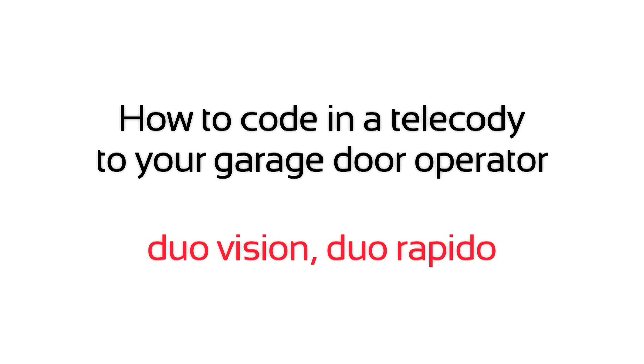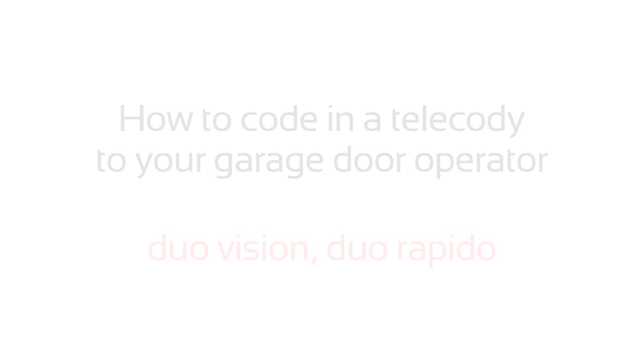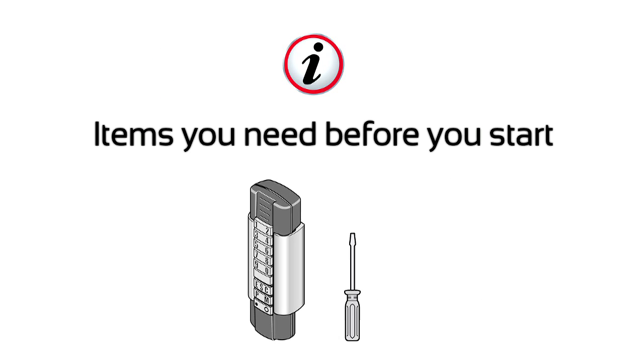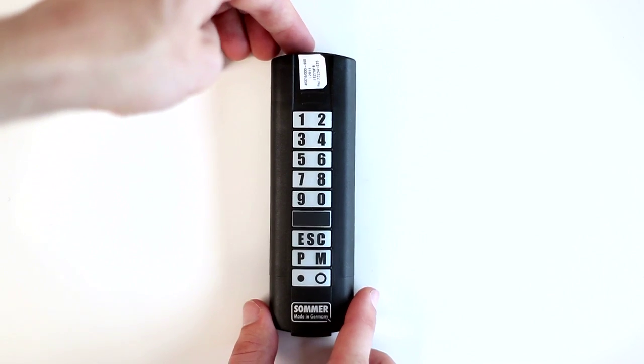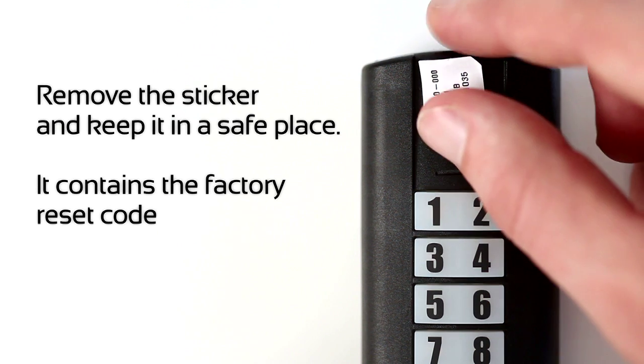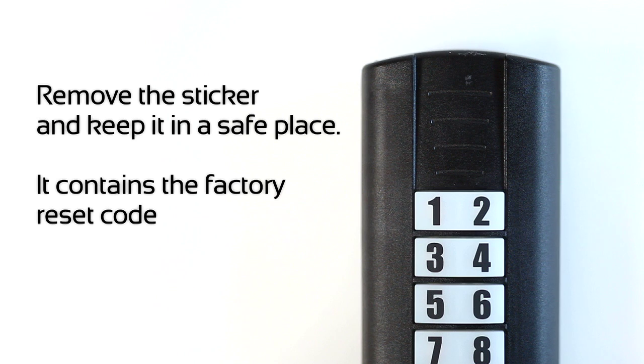How to code in a Telecody to your garage door operator. Remove the sticker and keep it in a safe place. It contains the factory reset code.